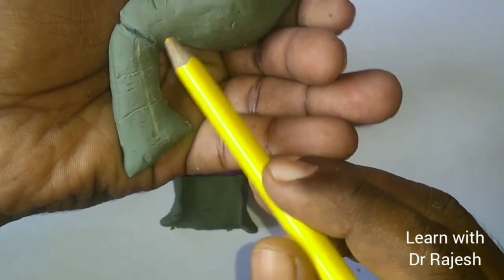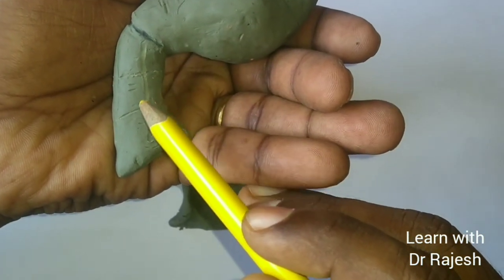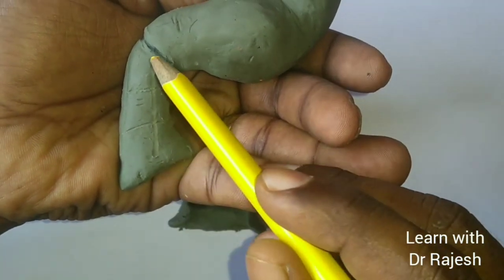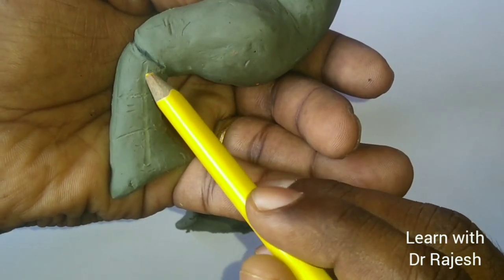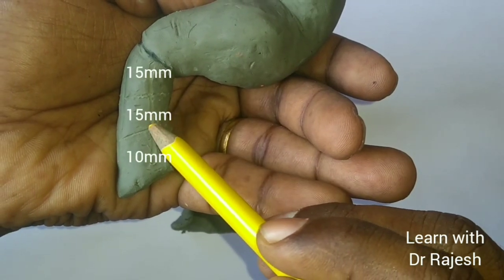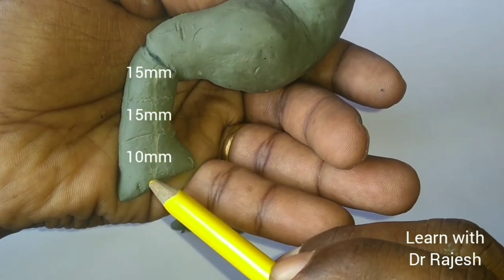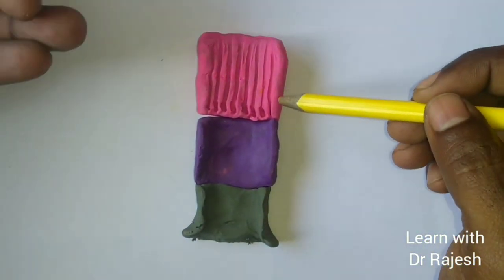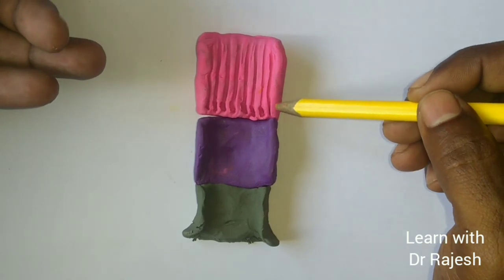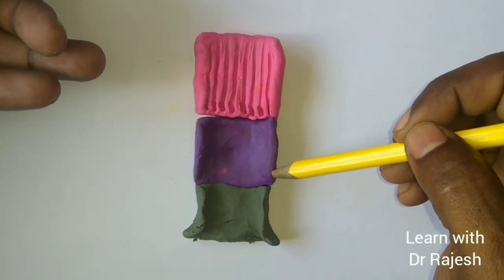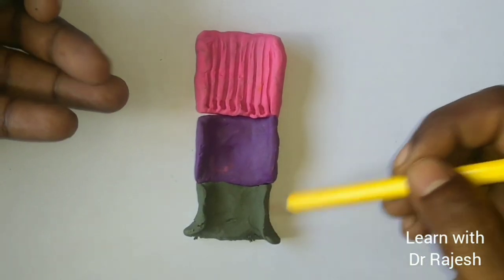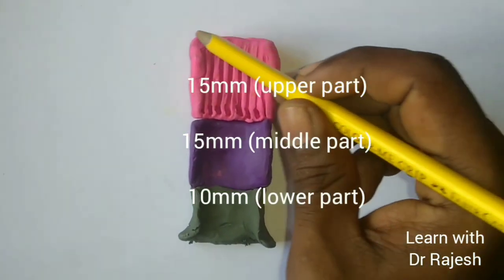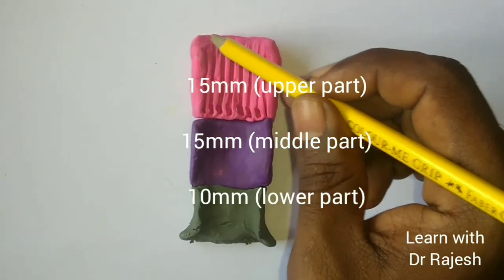Once we open up the anal canal, we can study it under three different parts: the upper part, the middle part, and the lower part. The upper part is 15 millimeter long, the middle part is 15 millimeter long, and the lower part is approximately 10 millimeter long. This is the upper part, represented by this pink color. Then we have the middle part and this is the lower part. Let's see each part separately. First, let's see the upper 15 millimeter part.